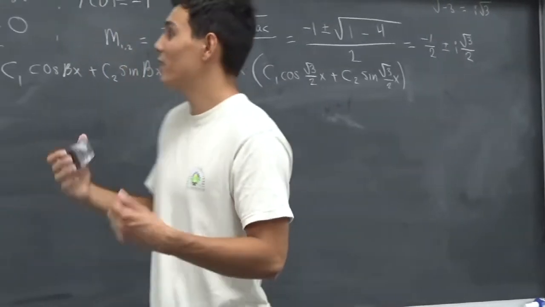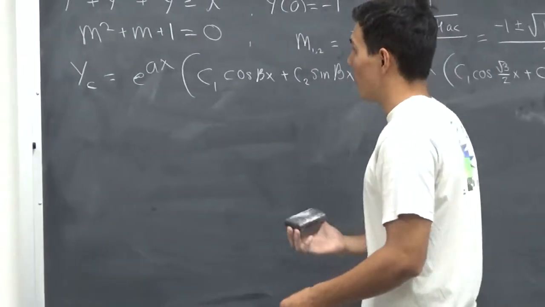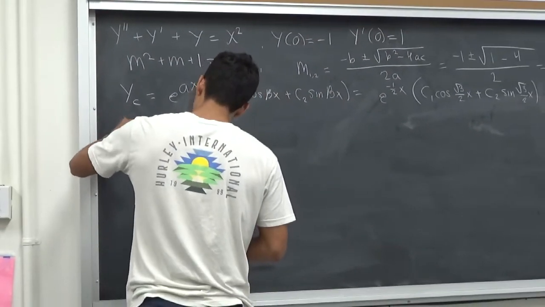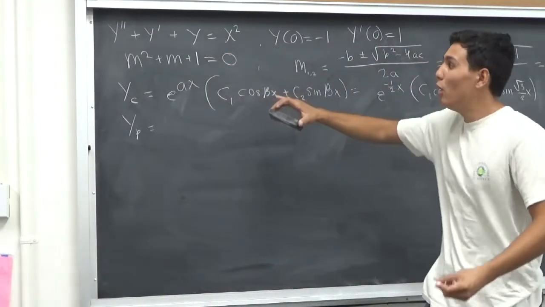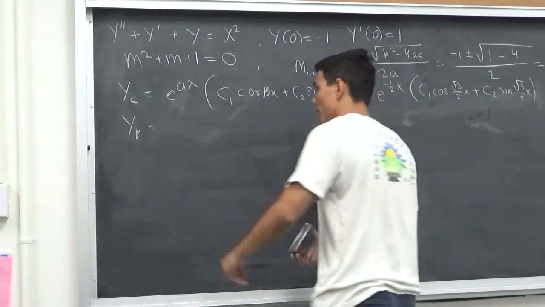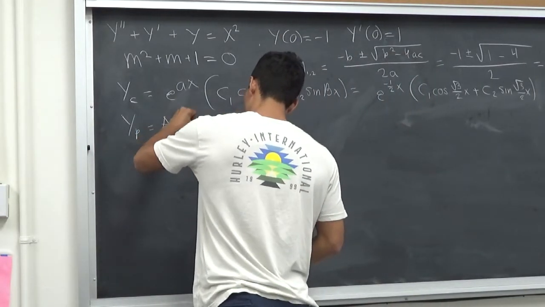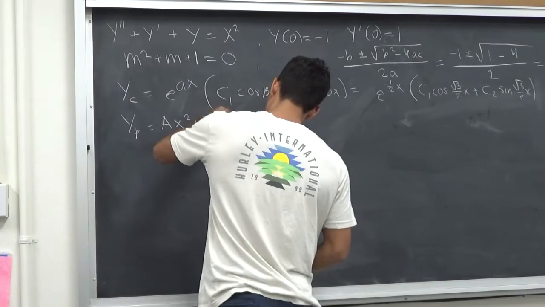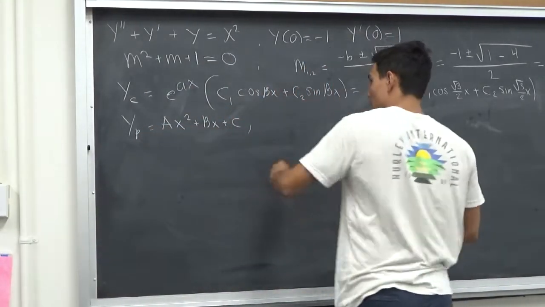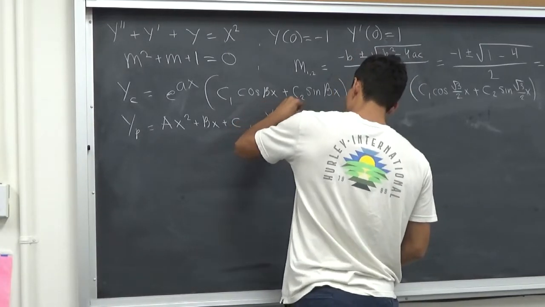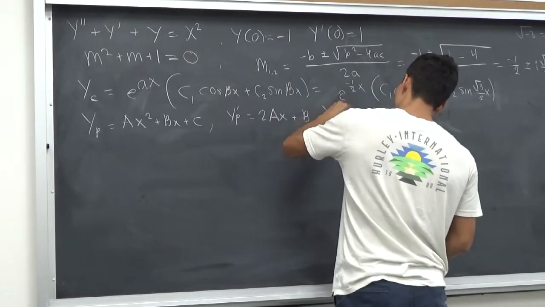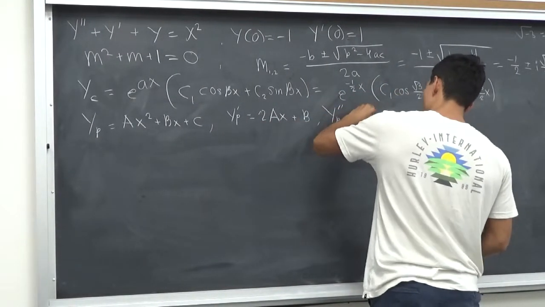You need a particular solution with this. So, what can you do? Well, for your particular solution, you have a right-hand side which is a polynomial, right? It's x squared. You could represent a polynomial in its most general form as ax squared plus bx plus c. And then now you can use this and recreate this differential equation with just this. So you'd see y prime of p is 2ax plus b. Y double prime of p is 2a.